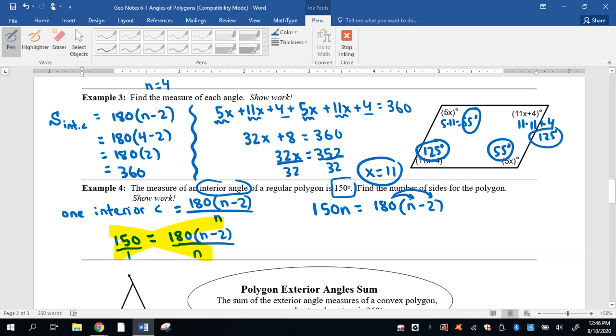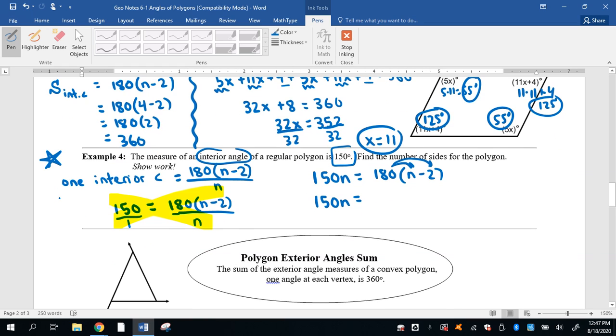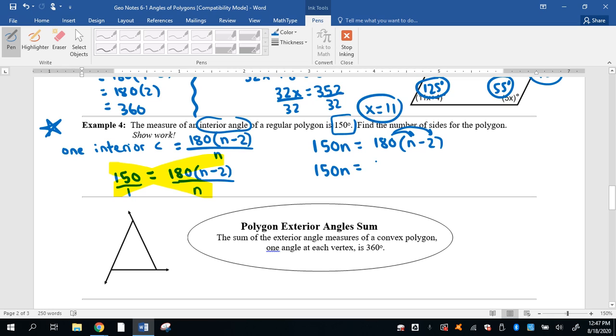Again, we're trying to solve for n in this problem. It's a delightful problem. Not only do you have to know your geometry formula, you also have to know how to solve using algebra. It's a great problem. You will definitely see a problem like this on an assessment. And so we have negative 30n equals negative 360. Divide both sides by negative 30.